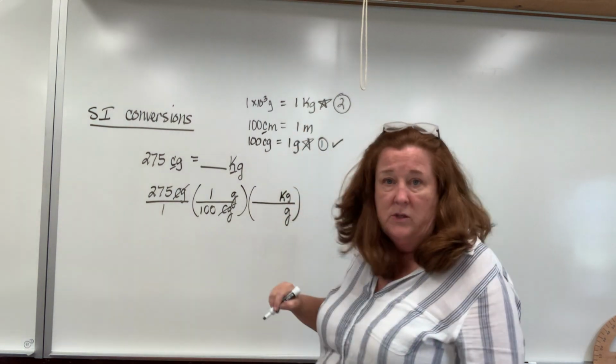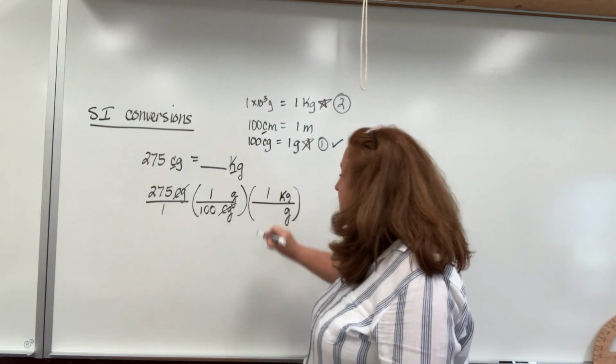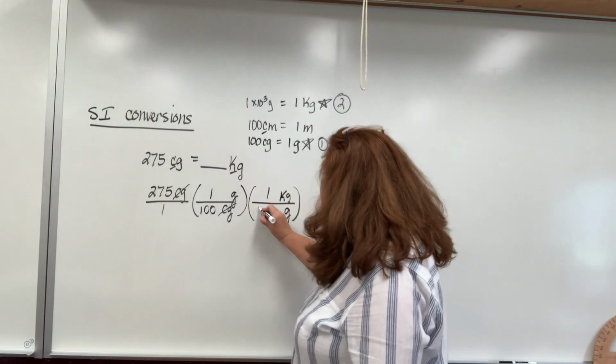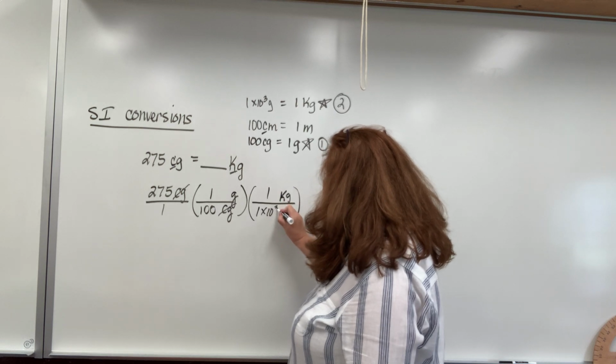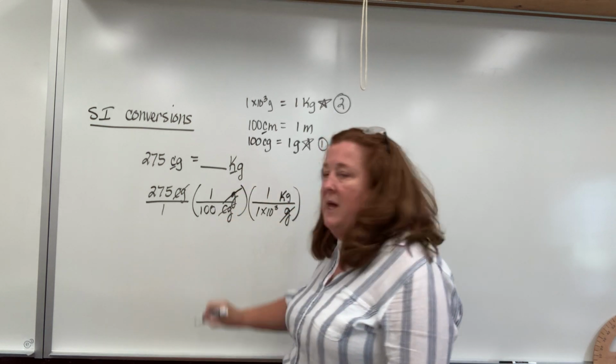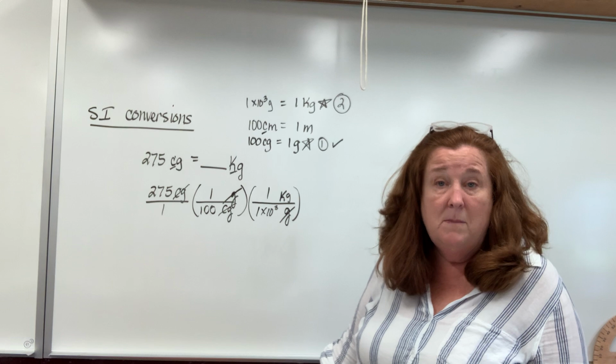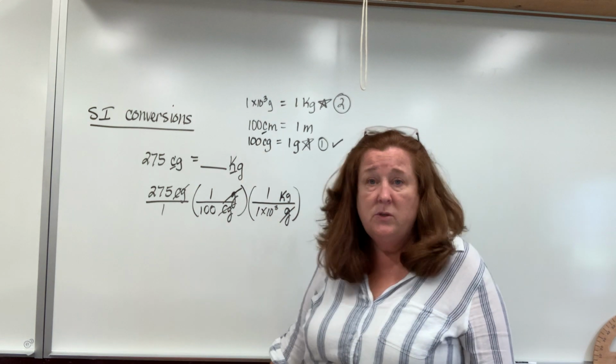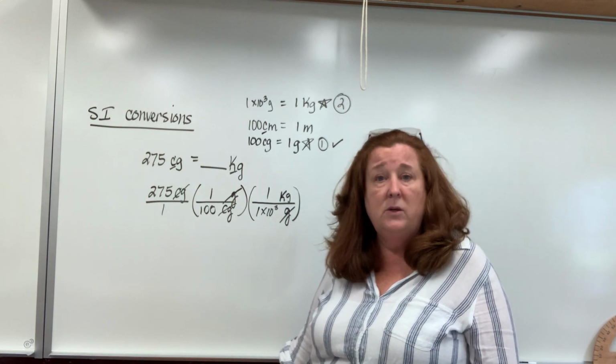Then I use my equation. What's in front of the kilogram? A 1. What's in front of the gram? 1,000, or 1 times 10 to the third. That makes the grams cancel out. Now I just have to do the math. If you're good with exponents, you can do it in your head. If you need to use your calculator, use your calculator.